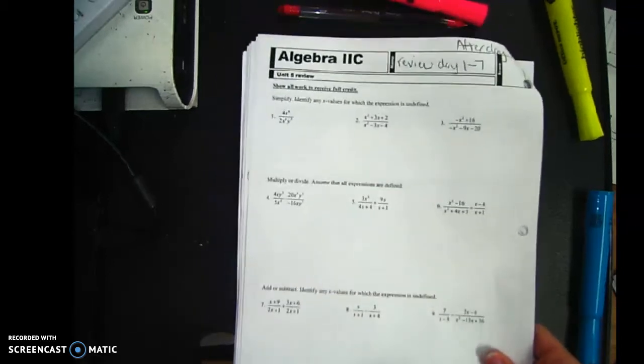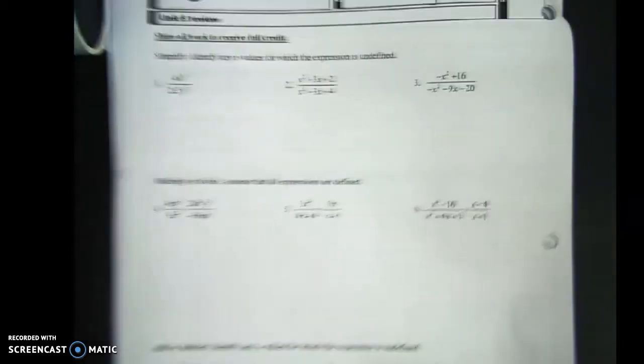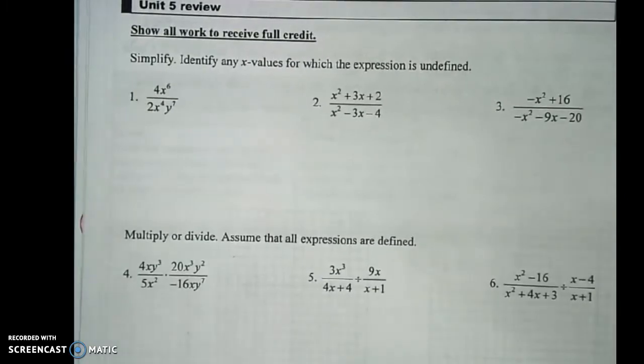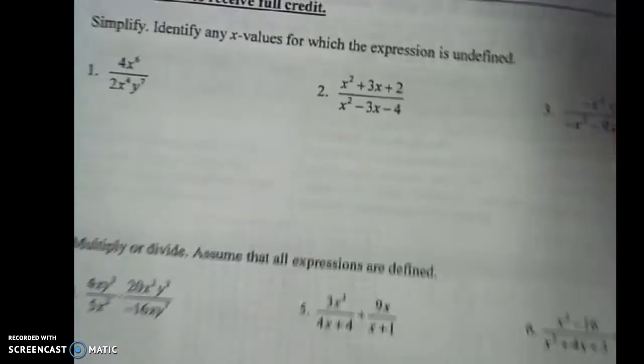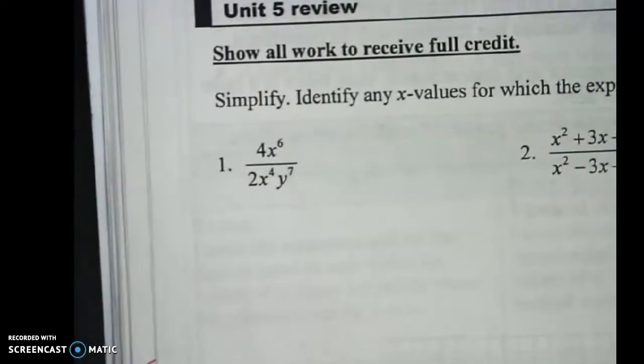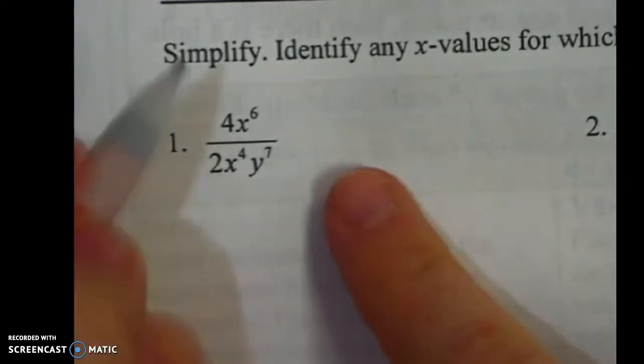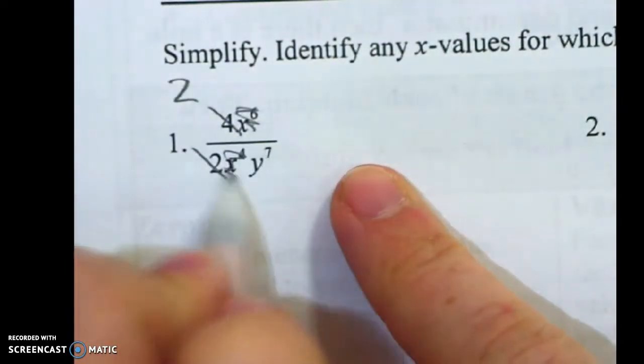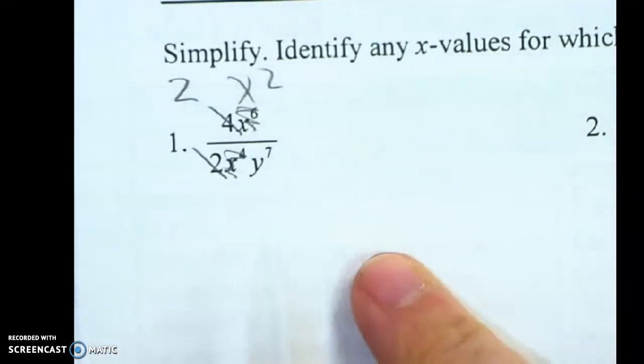All right, let's start with this. These questions might be a little bit easier than the ones that are on your test. Some of them are comparable, so just keep that in mind. If you look at number 1, there is no adding and subtracting, so there's no factoring. So let's see, 4 goes into 2 2 times. There's 6 on top, 4 on the bottom, so there's 2 more on top.